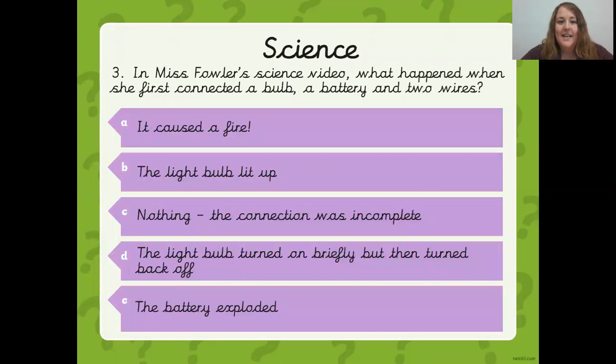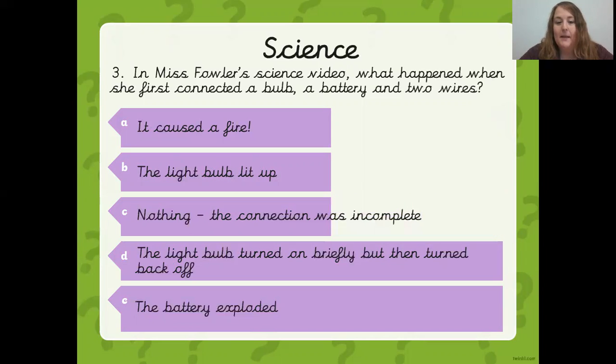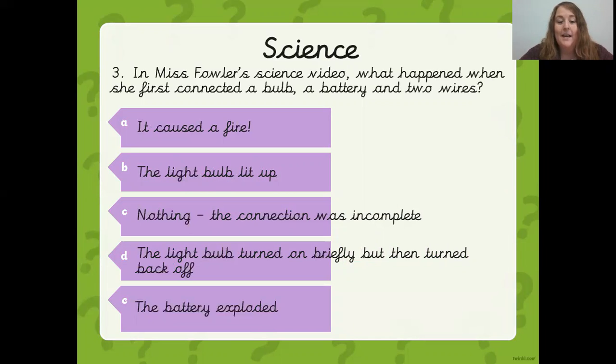Okay, question 3. In Miss Fowler's science video, what happened when she first connected a bulb, a battery, and 2 wires? Did it A, cause a fire? B, the light bulb lit up? C, nothing, the connection was incomplete? D, the light bulb turned on briefly, but then turned back off? Or E, the battery exploded? So which one of those happens? That was a mistake in my video on Tuesday.